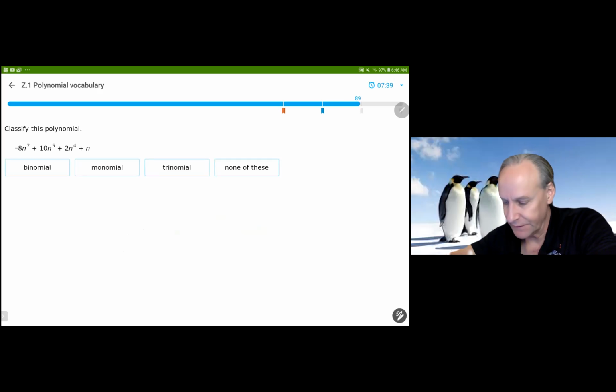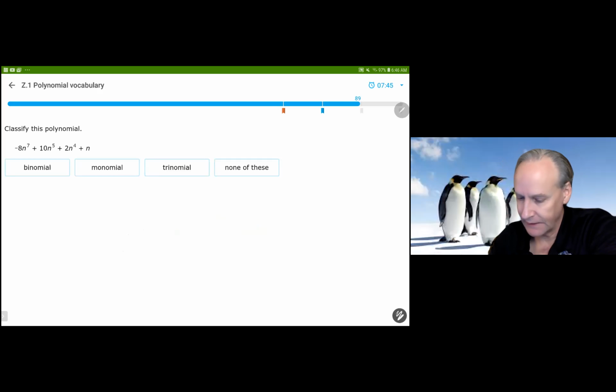This one, of course, is a polynomial, and it has lots of terms. Now be careful, sometimes they can be reduced, but this one can't. It has 4 terms, so it's none of those.